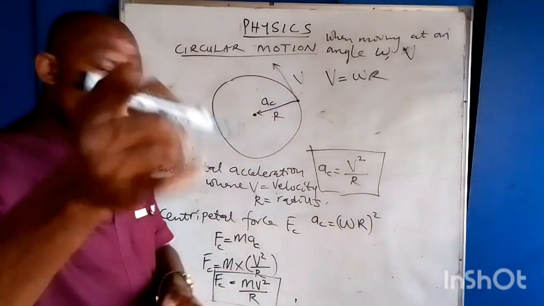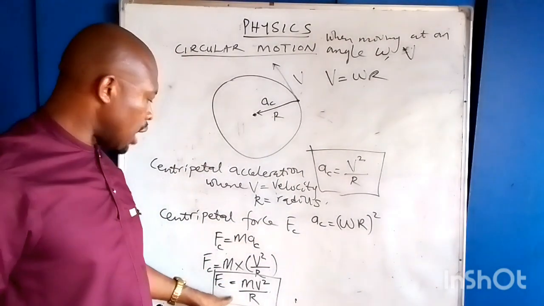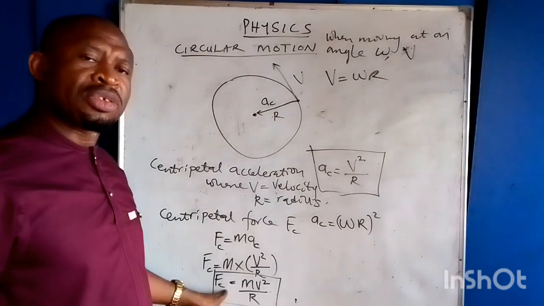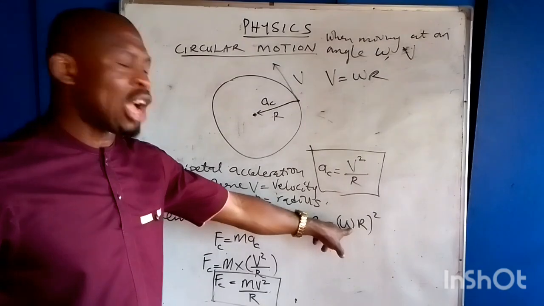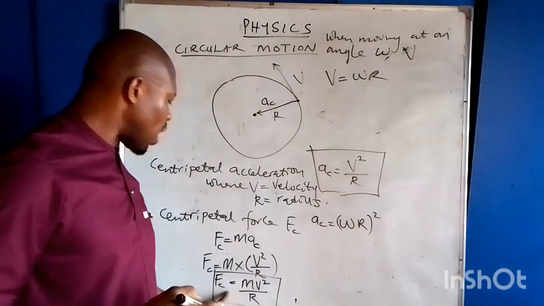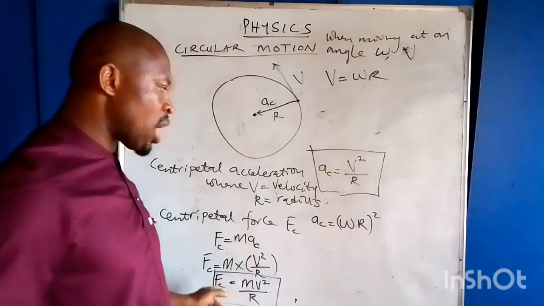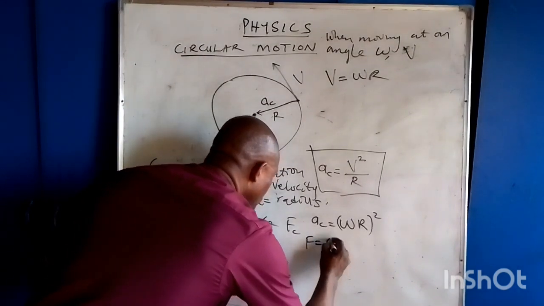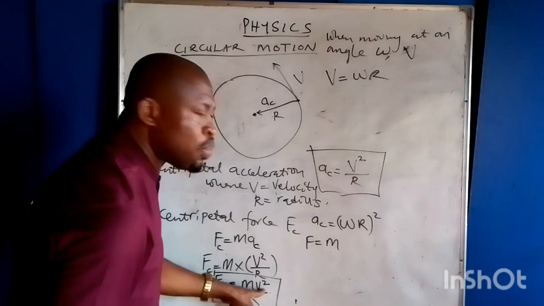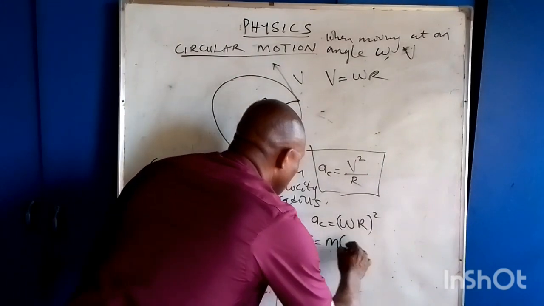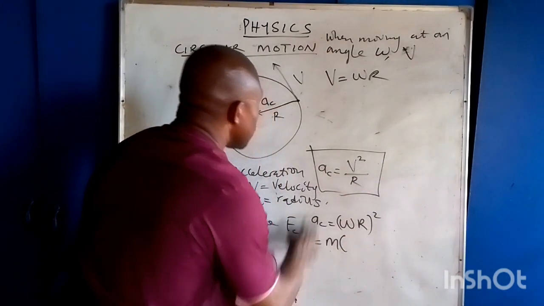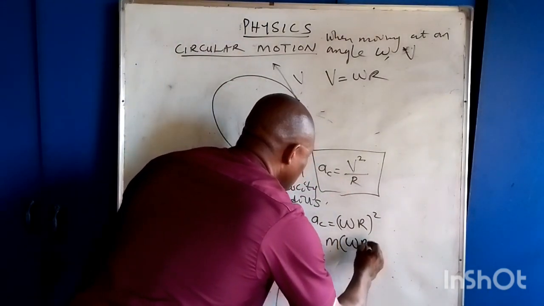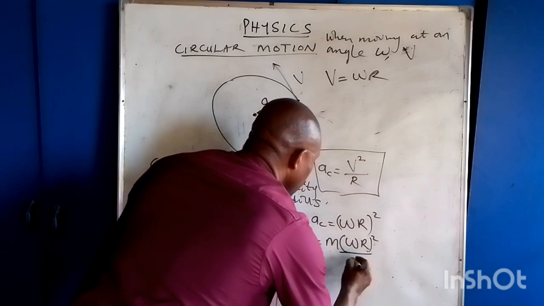Now, we can still come back here and substitute it here to have our centripetal force in terms of angular speed. So if we want to find our centripetal force in terms of angular speed, we'll now have F is equal to m, already m is there. In place of v squared, I will now have omega r squared all over r.